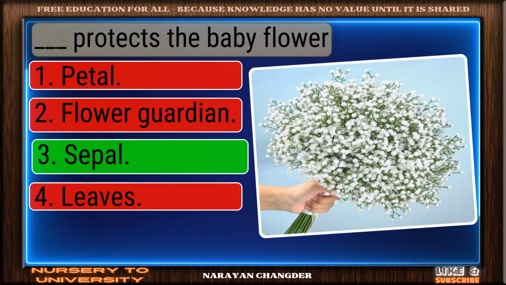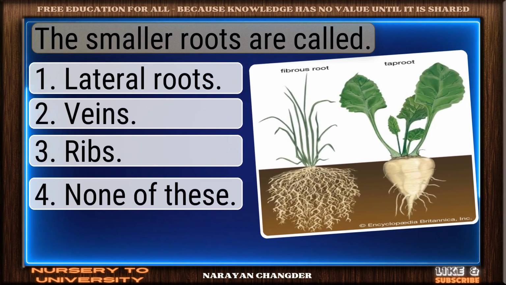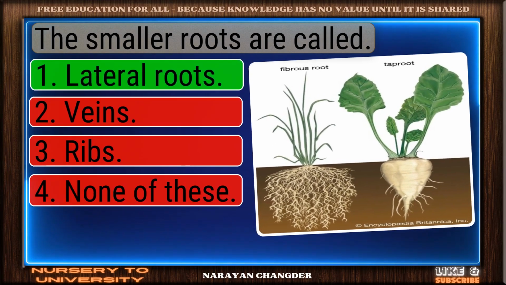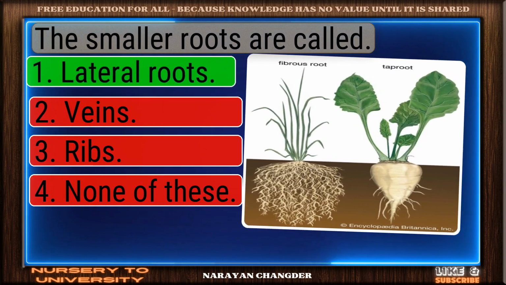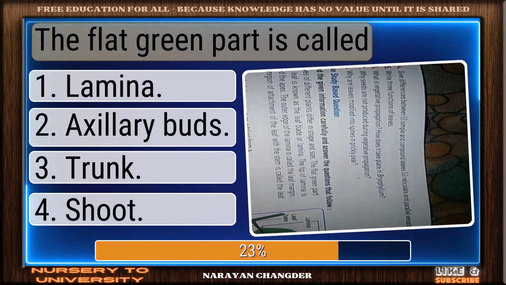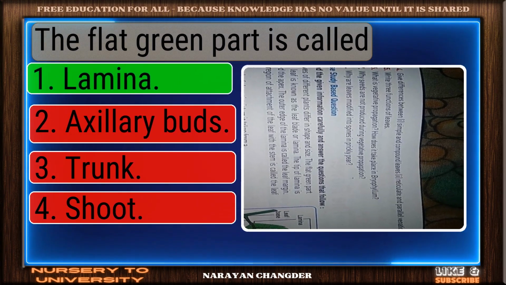Clear logic. Your choice sepal is sound and 100% true. The smaller roots are called... Sharp thinking. Lateral roots is the right choice. The flat green part is called... Valid point. Lamina is true.